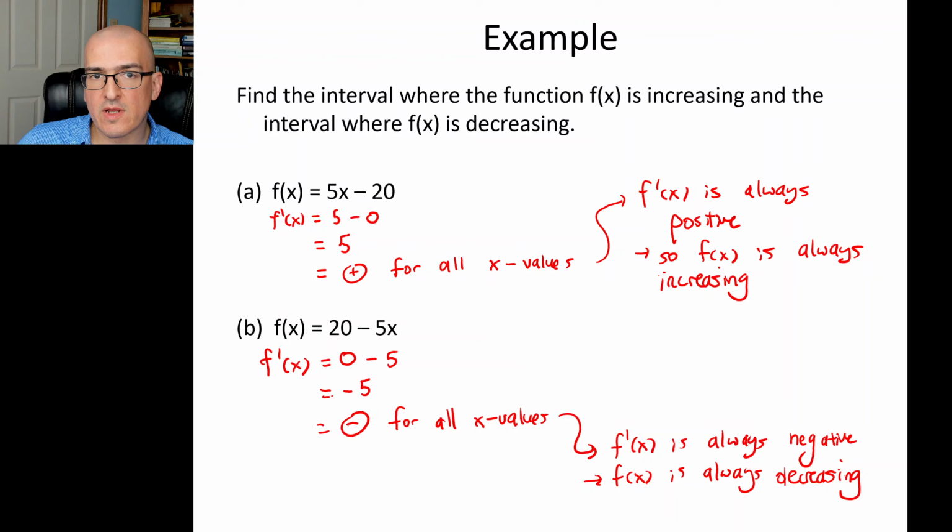And that makes sense as well. This is a line with a slope of negative 5. So it's a decreasing function. It's going from top left to bottom right.